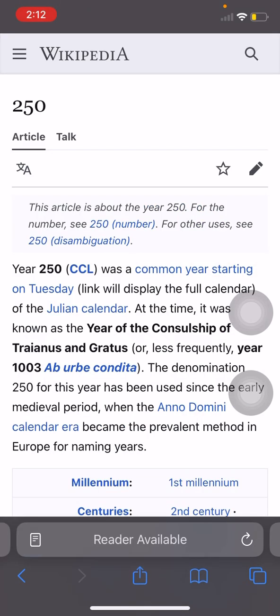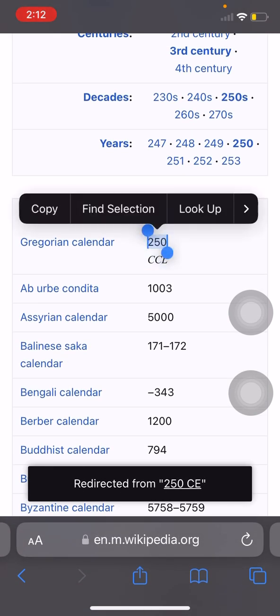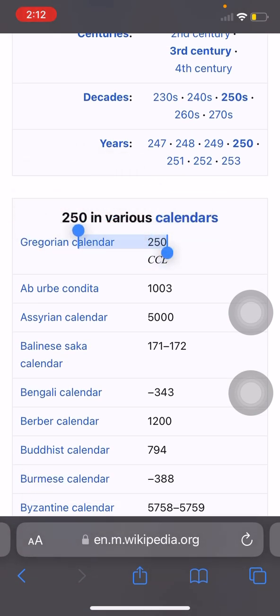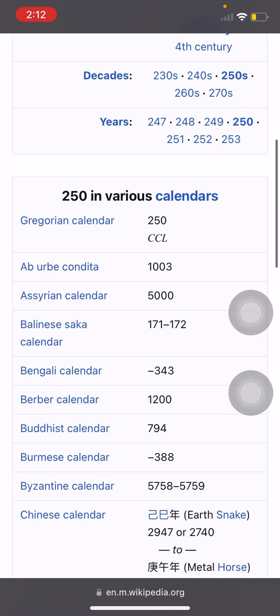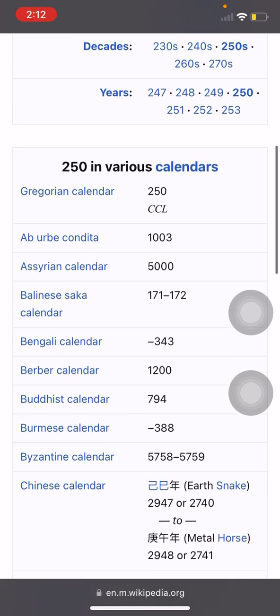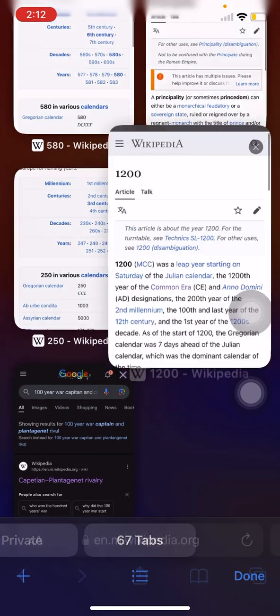So let's click on 250. Now, as you see, it ain't no 250. That's the Gregorian year, when it was created within that artificial calendar. But we know the Gregorian calendar is false. It didn't come until the 16th century. So for the Berber year, we got 1200. Let's go to 1200 and see who won.